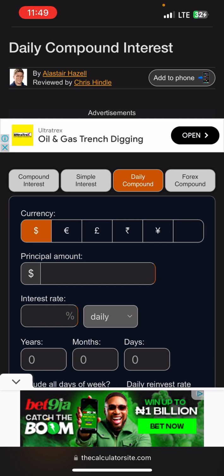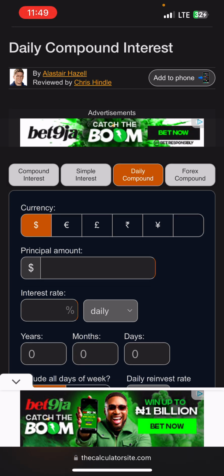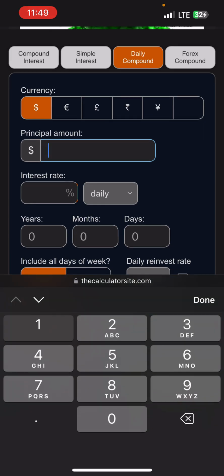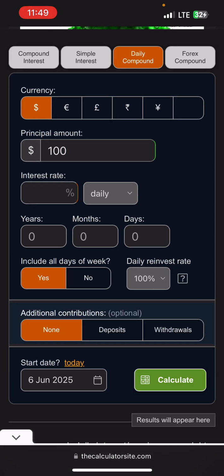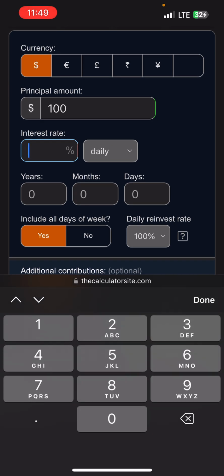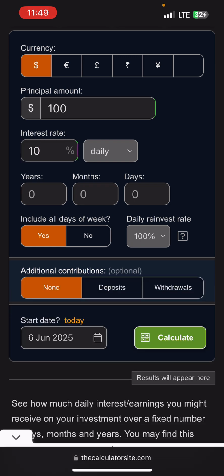Now, this principal amount is how much you're funding your trading account with. So, assuming you're funding your trading account with $100, I'm using a very realistic amount that most people fund. So, you put $100 here. All right. Now, interest rate basically means how many percent of this capital do you want to make daily? So let's say, for instance, I want to make 10% of my $100 every day. Now it's already on daily, so I don't need to touch that.